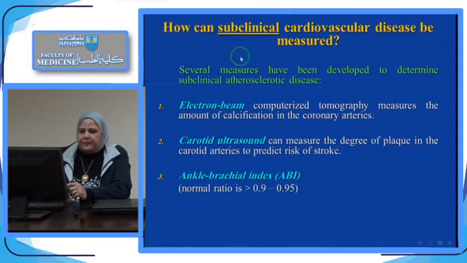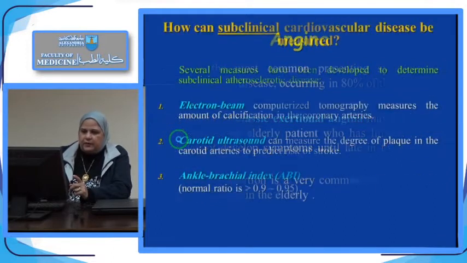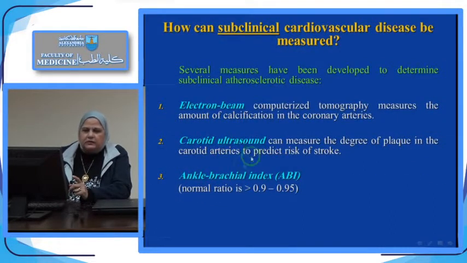How can subclinical cardiovascular disease be measured before the occurrence of complications? Number one, as we said, is carotid Doppler, as we see in this slide.